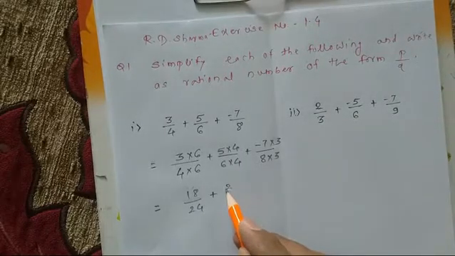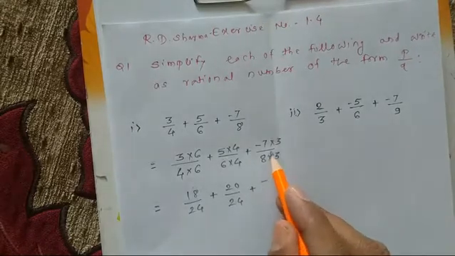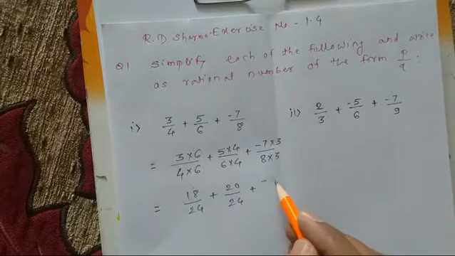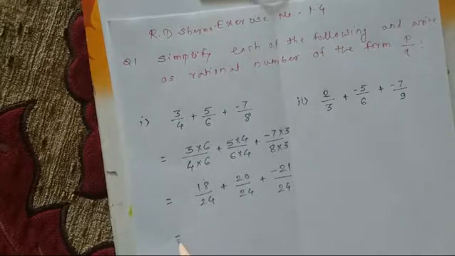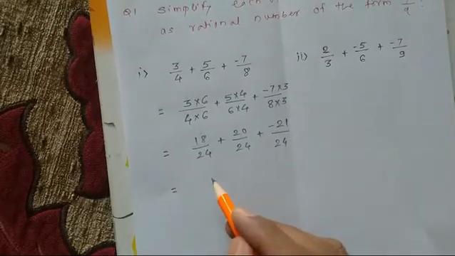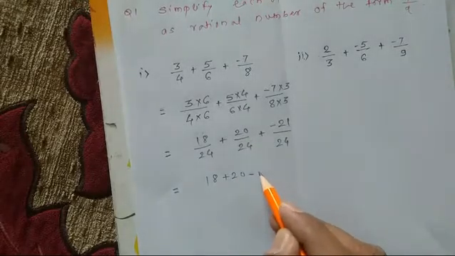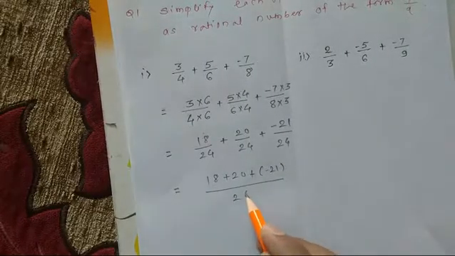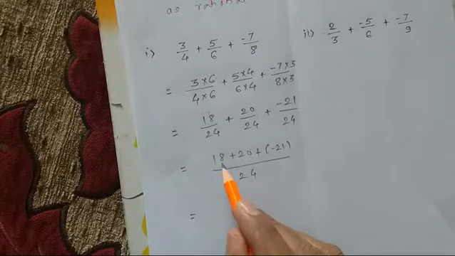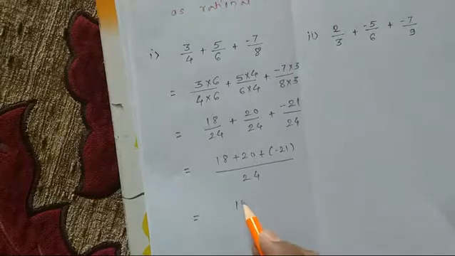Then 5 into 4 is 20 upon 24. And 7 into 3 is, since 7 is minus, so the product of these two numbers will be minus 21 upon 24. Now see here, all the rational numbers are having same denominator. Now we can add them easily. Now let's add the numerator. 18 plus 20 plus minus 21 upon 24. The sum of 18 and 20 is 38, and 38 plus minus 21 is 17. So the final answer will be 17 upon 24.